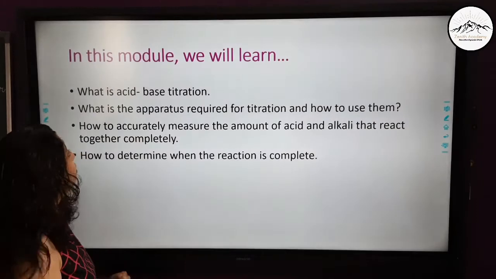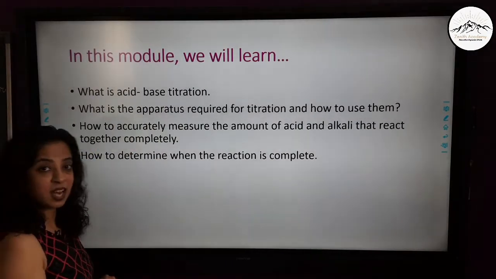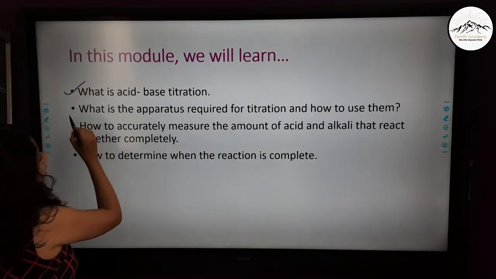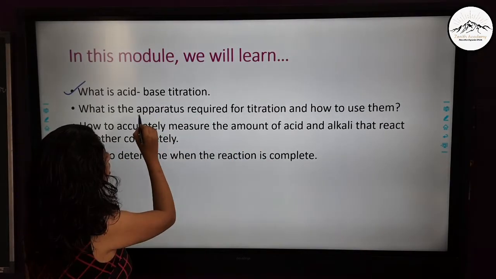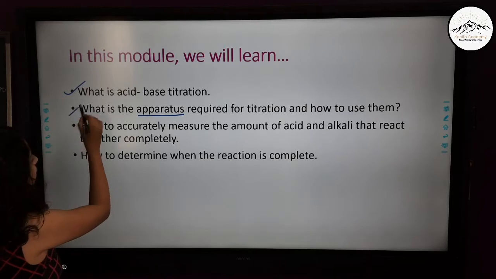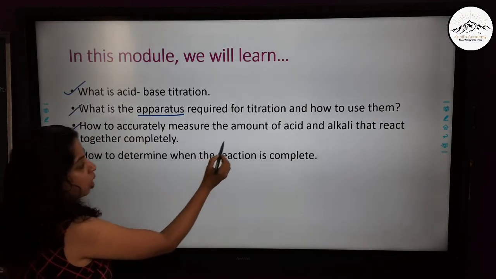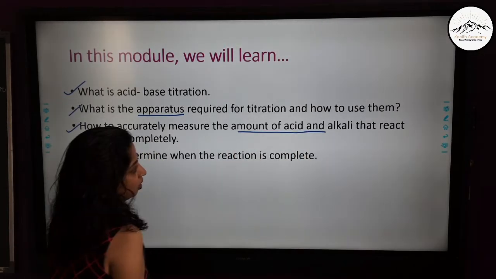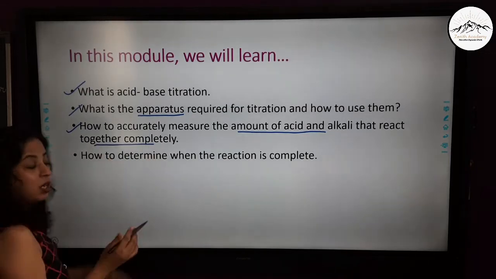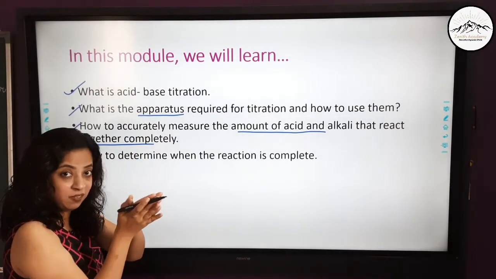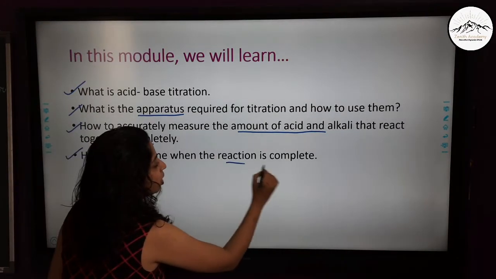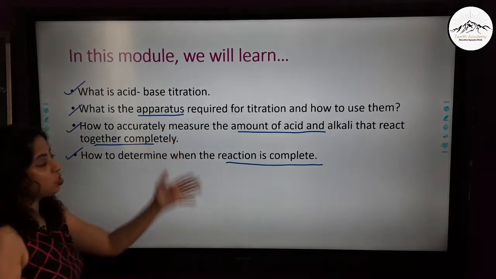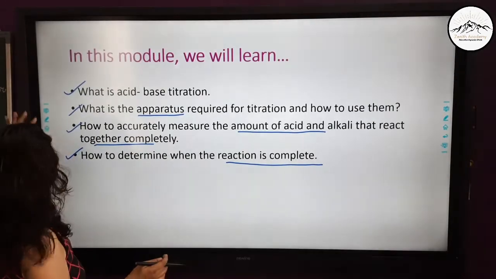So in this module we learn what is acid base titration, then what is the apparatus required for titration and how to use them. Then how to accurately measure the amount of acid and alkali that react together completely, that is how much acid reacts completely with the base, and how to determine when the reaction is complete. So all these points we'll learn in this module.